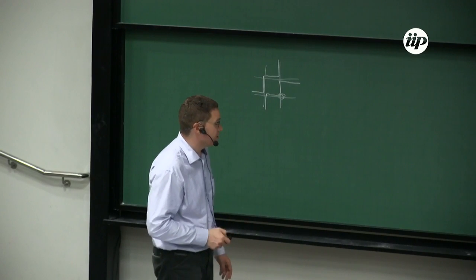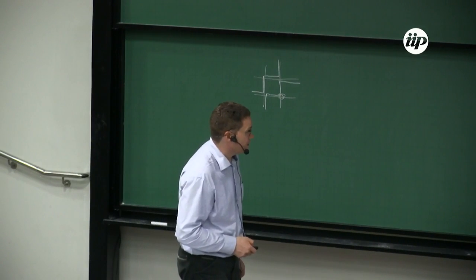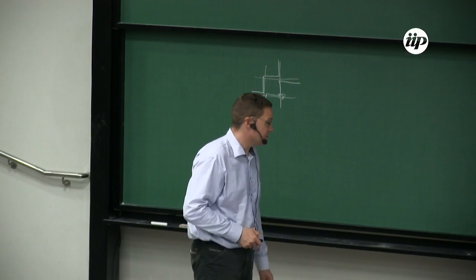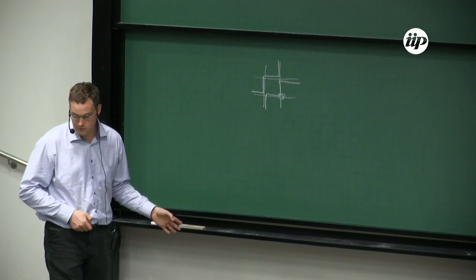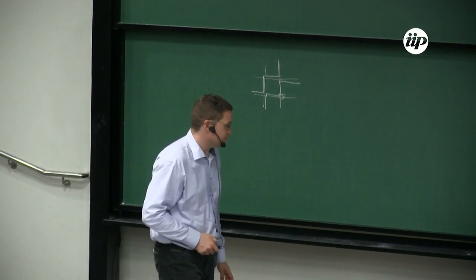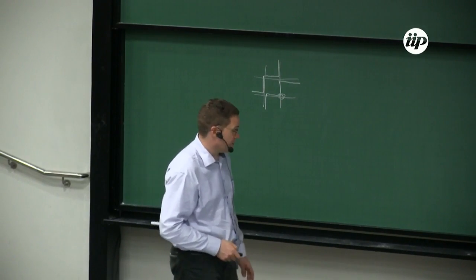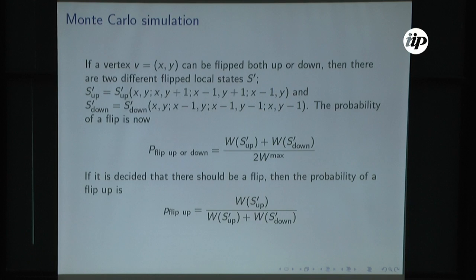We call the local state before the flip S, and the weight is defined like this. After a possible flip, the weight may change because we have another state. There are 16 different states S, that is to say, states of four vertices on a plaquette. We call the greatest weight W max. The probability of a flip is the weight of the new state over the weight of the maximum state. If you can flip both up or down, then there are two different possible new states, S prime.